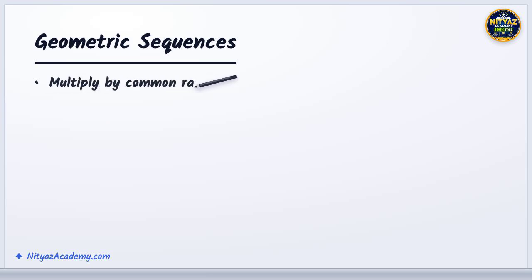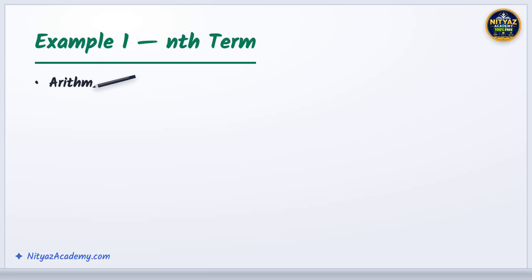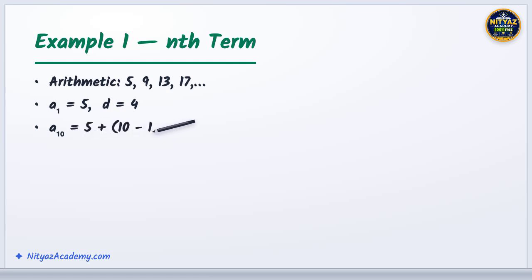In a geometric sequence, you multiply by a fixed number, the common ratio r, each step. The nth term is the first term times r to the power n minus 1. Take 2, 6, 18, 54. Each term is triple the one before, so the first term is 2 and the ratio is 3. Multiplying grows these fast. Find the 10th term of 5, 9, 13, 17.